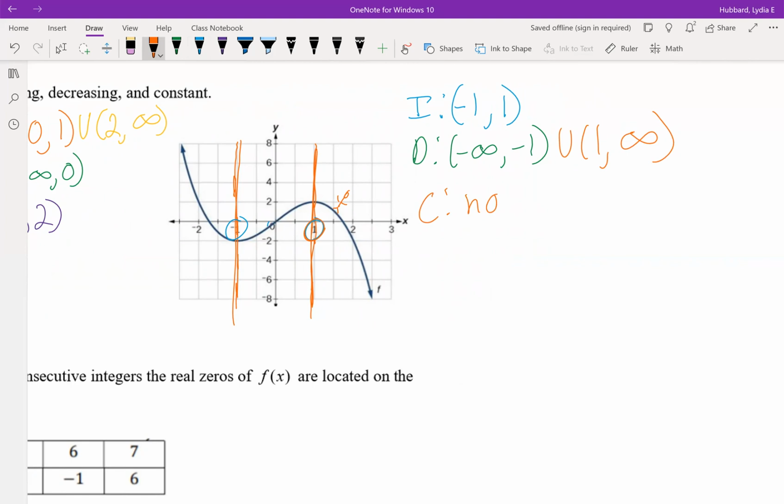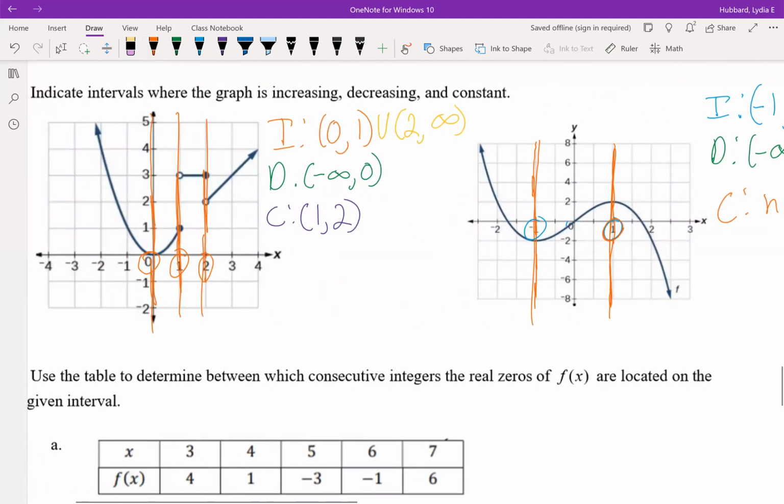And for constant, there is none. He decides not to walk on a flat line. Those would be our correct intervals. Again, if the lines help you, you can use them.